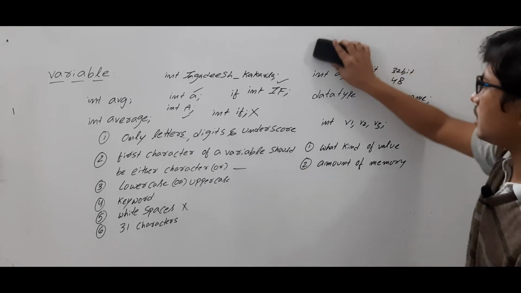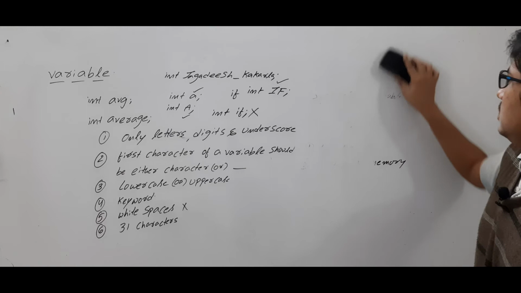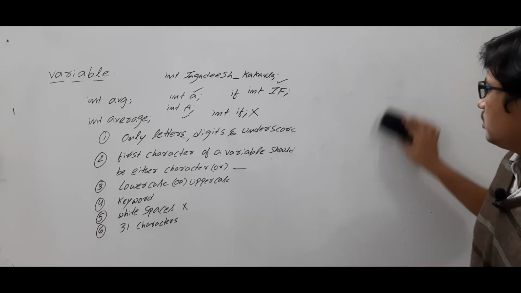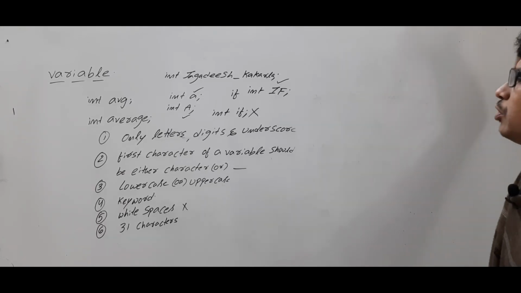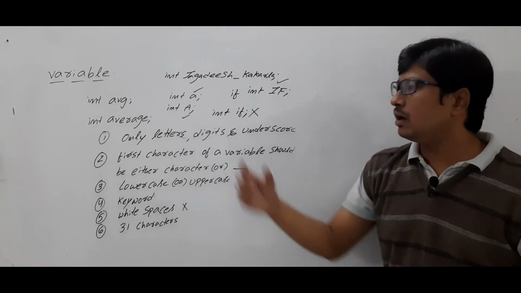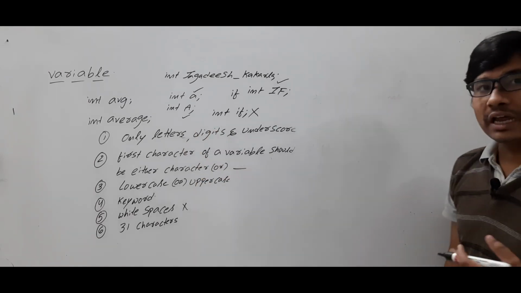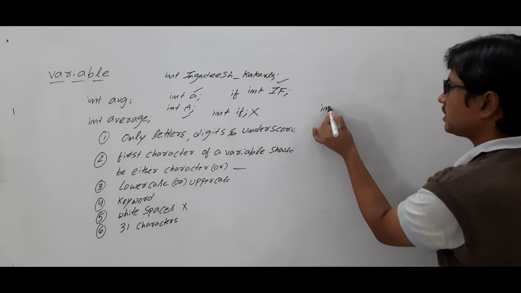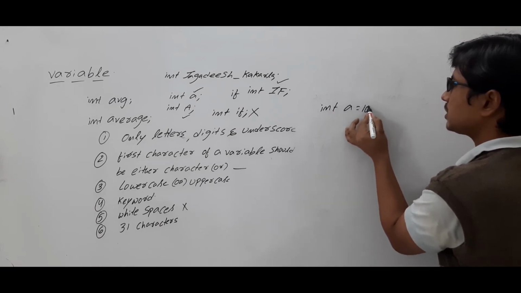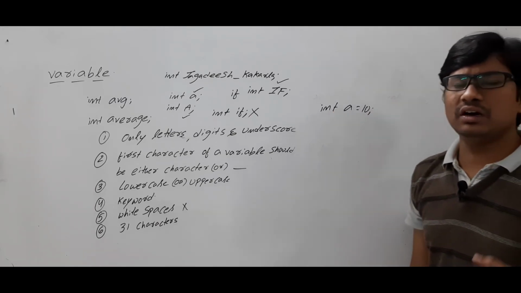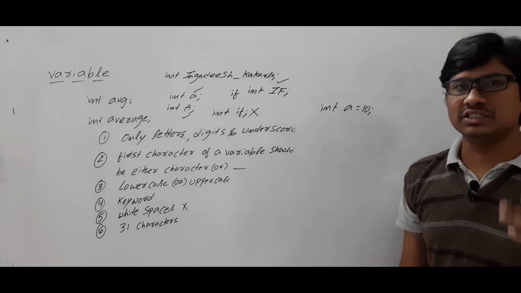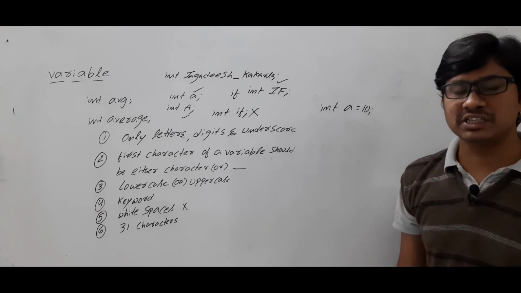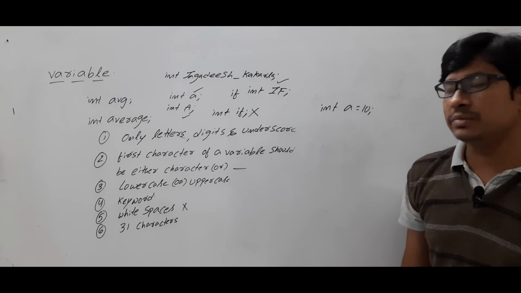Now let me discuss two important things, such as how to make a variable constant. I forgot to tell one important point: the value in the variable can be changed. Suppose here you have written int a is equal to 10. Till now we have discussed integer constants and real constants. There the value of the constants will not be changed, but the value of the variable can be changed.